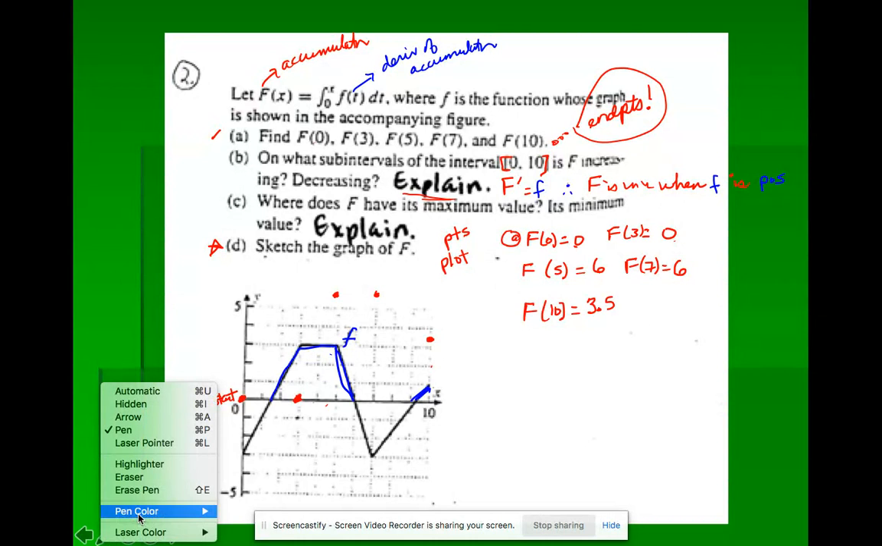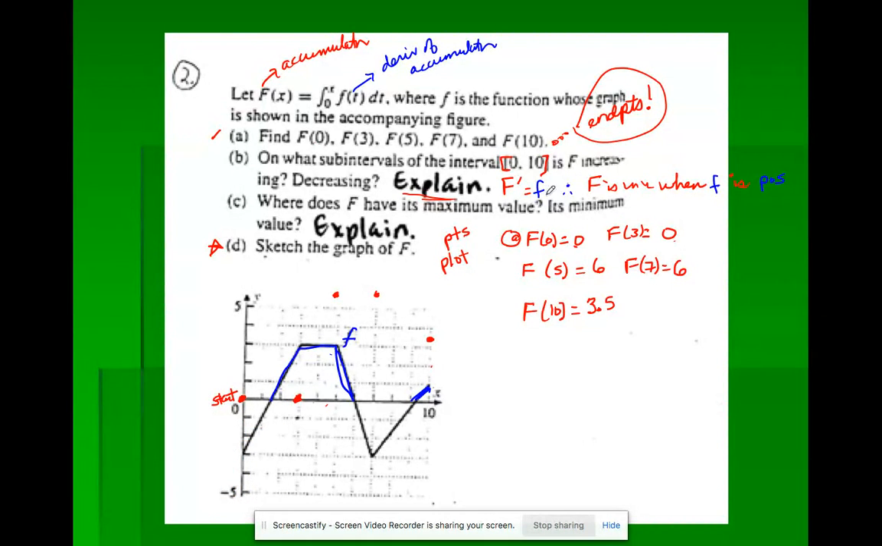Notice the first problem didn't ask me to explain anything, but this one does. So what they want is for you to make sure to state the first fundamental theorem, and that's all you have to do. And then you do your derivative tests.